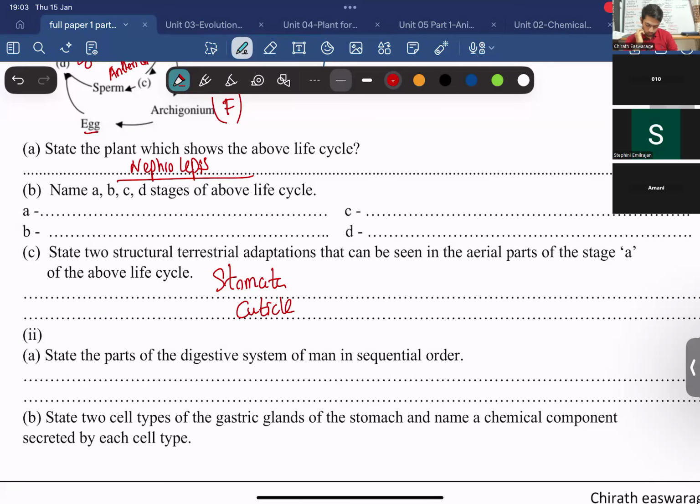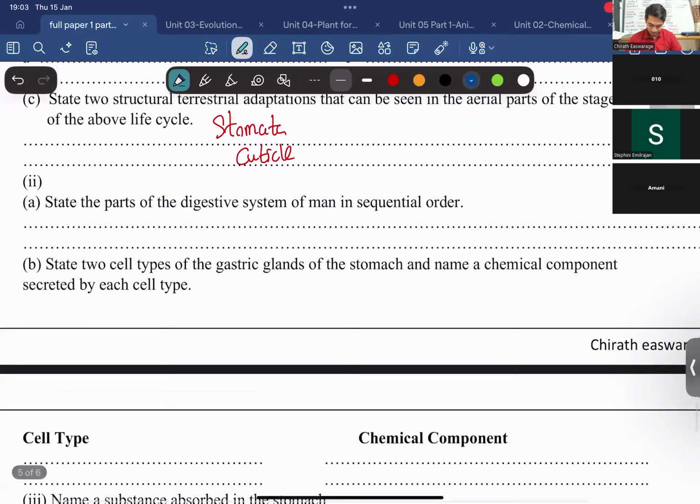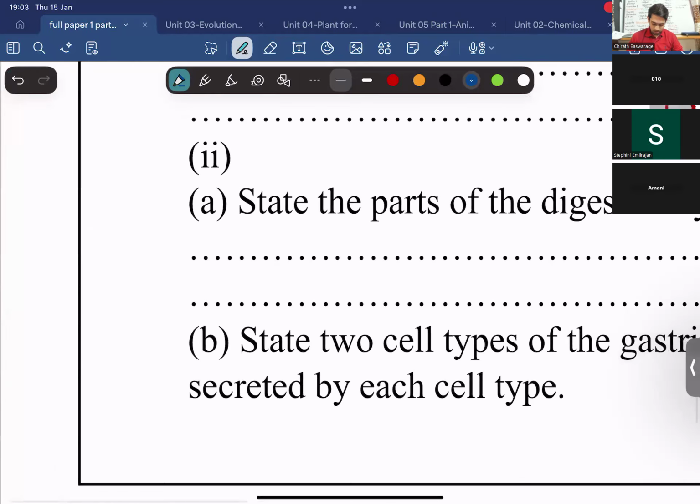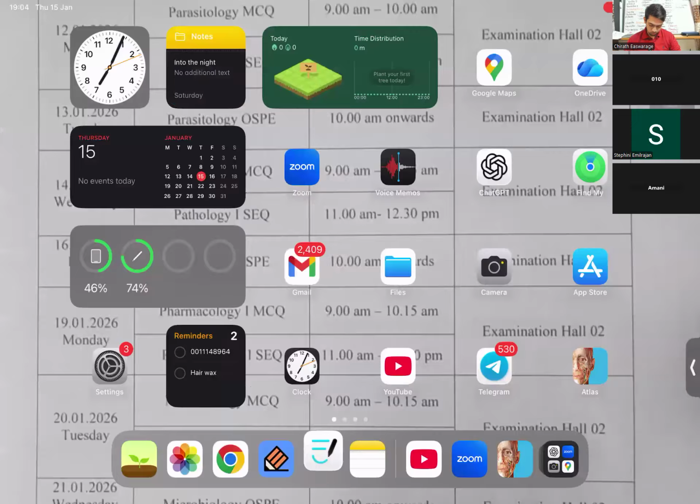Okay. Some parts of the digestive system. State the parts of the digestive system in sequential order. Okay, right. Bit long question, right? So shall we write? Where do we start? Oral cavity. Then where does it go? Oral cavity, and then to the common parts of your respiratory and digestive system. I'll show you with the software.